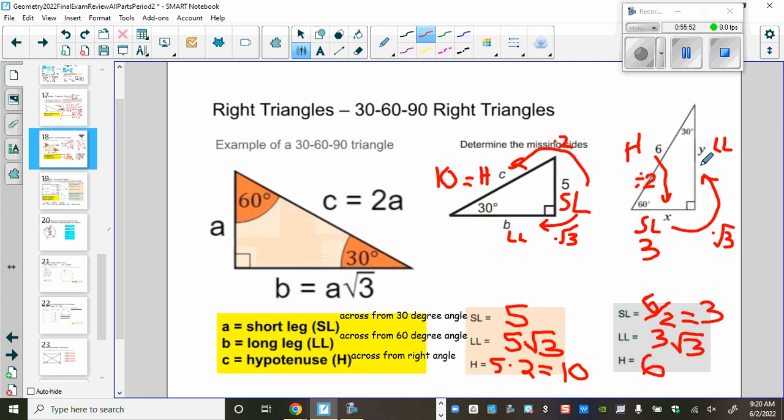But always know the hypotenuse and short leg relationship. Hypotenuse, divide by 2, short leg. Short leg times 2, hypotenuse. That's the big one. If you understand that relationship, then you're in good shape, because then to go from short leg to long leg, just multiply by square root of 3. All right, questions on this problem? You're going to get one of these two. You will get one of those two problems. I guarantee it.